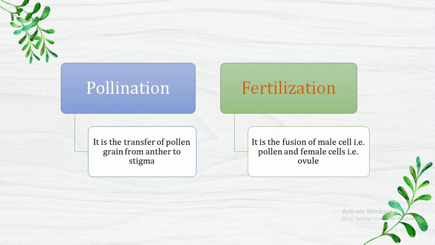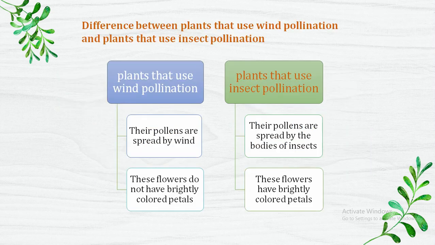This is an overall difference between pollination and fertilization in the flower. Pollination is the transfer of pollen grain from anther to stigma, while fertilization is the fusion of the male cell, that is pollen, and the female cell, that is ovule.